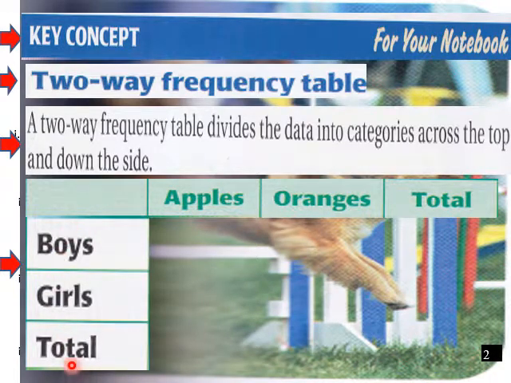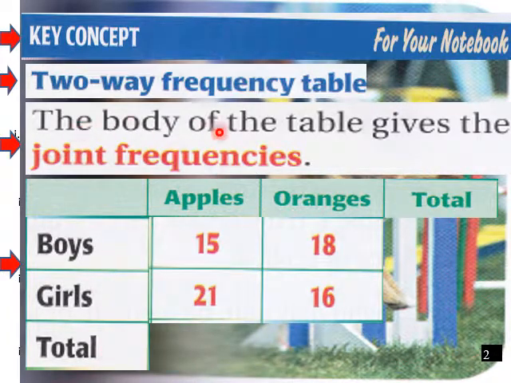So for example here, we've got boys, girls, and total. Here they've got apples, oranges, and then total. So we have data across the top and down the side. And then the body of the table gives the joint frequencies here. So 15 apples, 18 oranges for the boys, and then for the girls 21, 16.